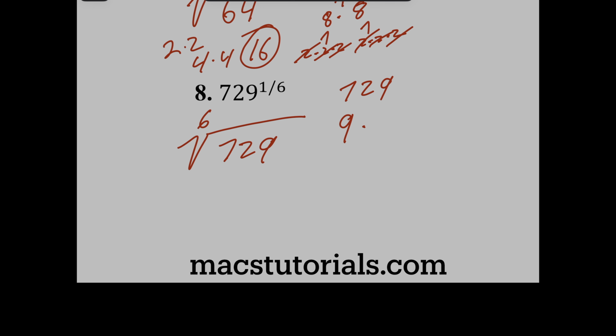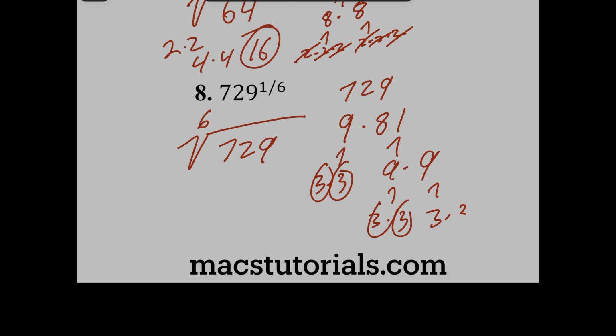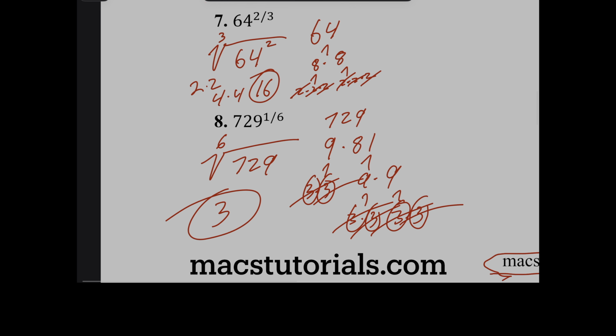729, and I'm going to try to put 9 into it. 9 goes into 72 8 times. 9 goes into 9 1 time. Okay, and so this becomes a 3 and a 3. This becomes a 9 and a 9, which becomes a 3 and a 3, and a 3 and a 3. Now, I need a 6 of a kind. 1, 2, 3, 4, 5, 6. 6 whats? 6 3s. And I am done.